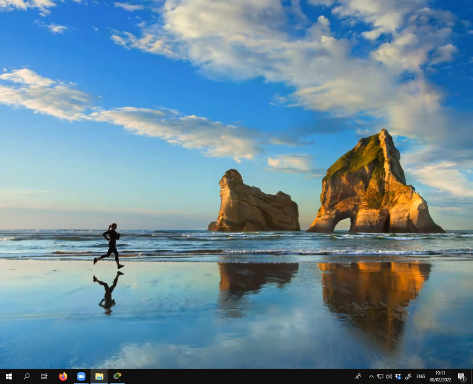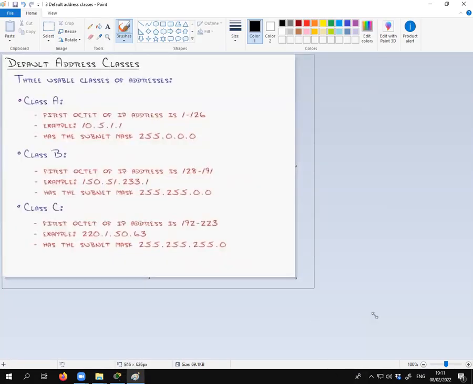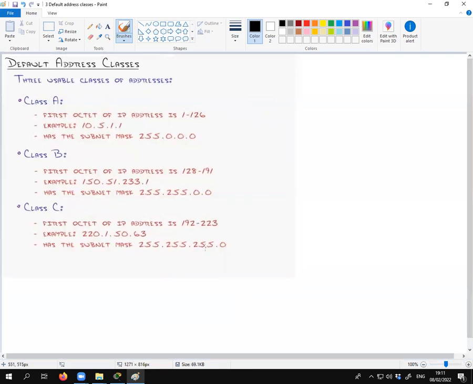So we said there's 3 different classes. Class A, Class B, and Class C. Okay, so you have 3 different classes of addresses. You know a Class A because the IP address, the first octet or the first part, so octet is just a fancy word for a part. Okay, the first part of the IP address is between 1 and 126.